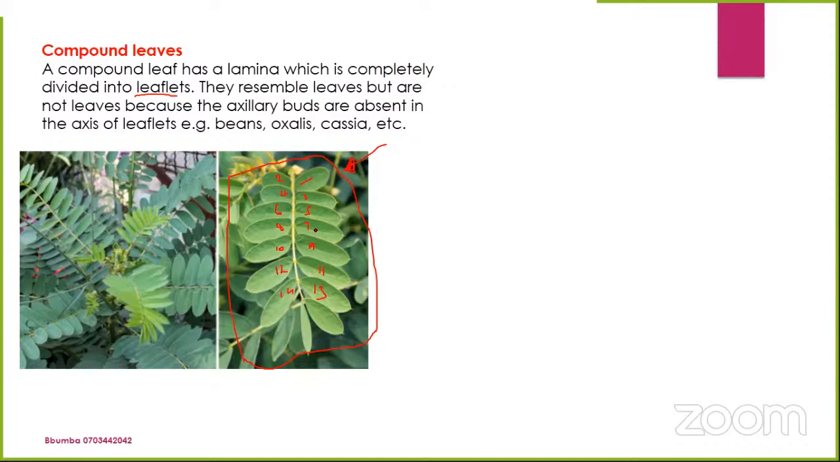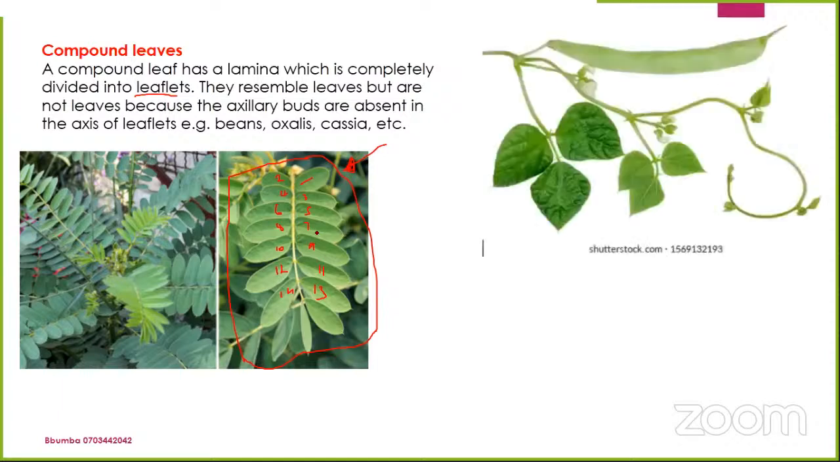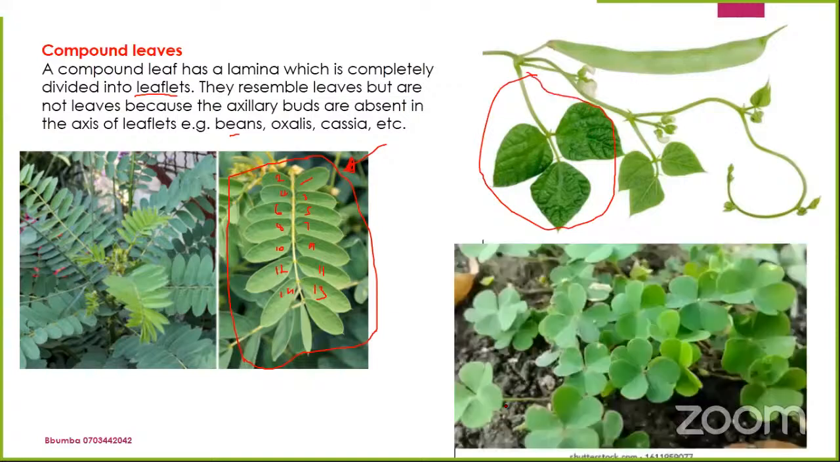Let me give you another example. Another example is a leaf. This is the entire beanie leaf. Not only this one, or this one, or this one. And now this is the oxalis leaf. You can see this one here, it has three leaflets. You can count: 1, 2, and 3. So this is the oxalis leaf.